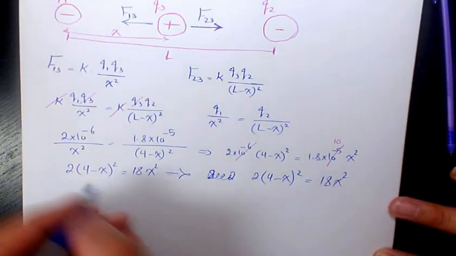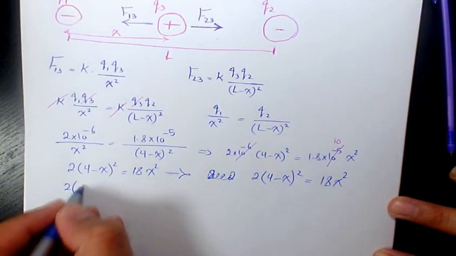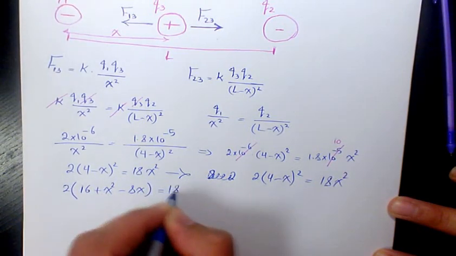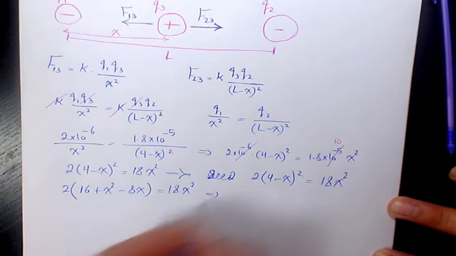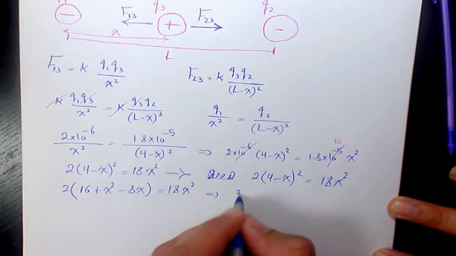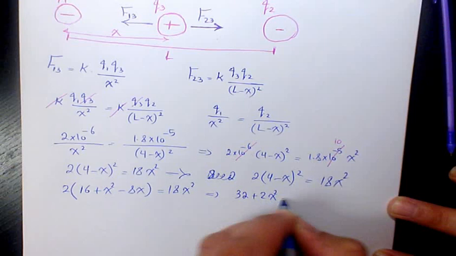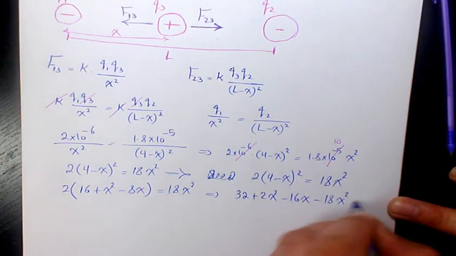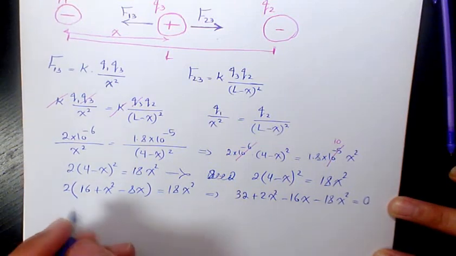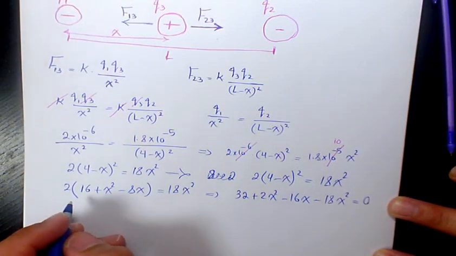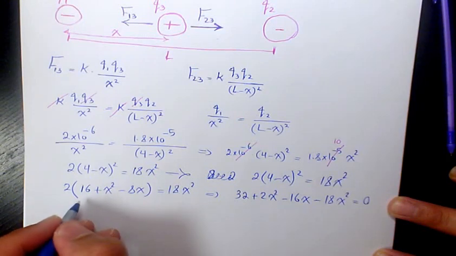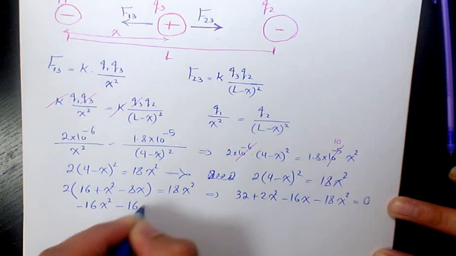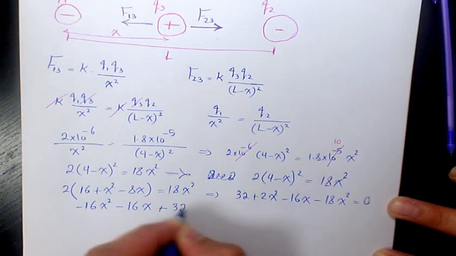I need to expand it. So it's going to be 4 squared, 16, plus X squared minus 8X equals 18X squared. When you expand it, it's going to be 32 plus 2X squared minus 16X. And I bring this one to the other side, negative 18X squared equals 0. Then when you simplify it, it will be negative 16X squared minus 16X plus 32 equals 0.